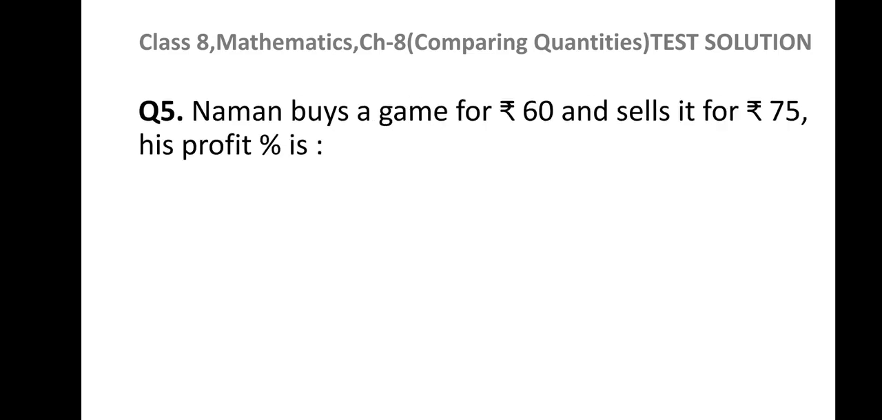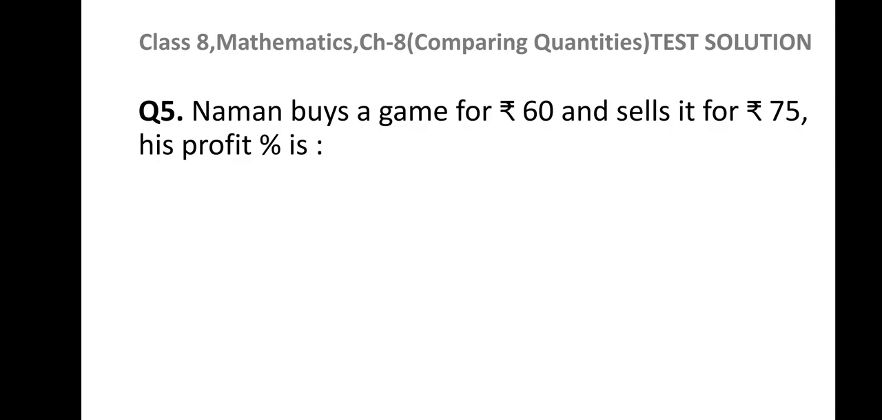Now, question number 5 is, Naman buys a game for rupees 60 and sells it for rupees 75. His profit percentage is. One of the boys named Naman is purchasing a game for rupees 60 and he is selling it further for rupees 75, and we need to calculate the profit percentage. Definitely here in this case SP, that is 75, is greater than CP, which is 60 rupees. So profit is there.